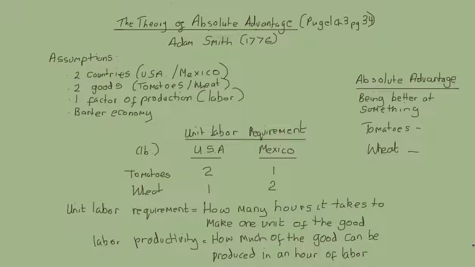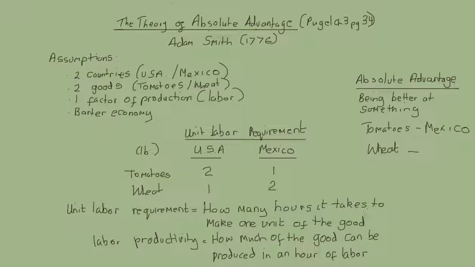Okay, so absolute advantage means being better at something. So the way we can tell is if we look at the tomato industry and we look at the two countries, we can see that it takes the US twice as long to make a pound of tomatoes as it does Mexico, because obviously 2 is twice as big as 1. So what we can say is that Mexico has an absolute advantage in the production of tomatoes.